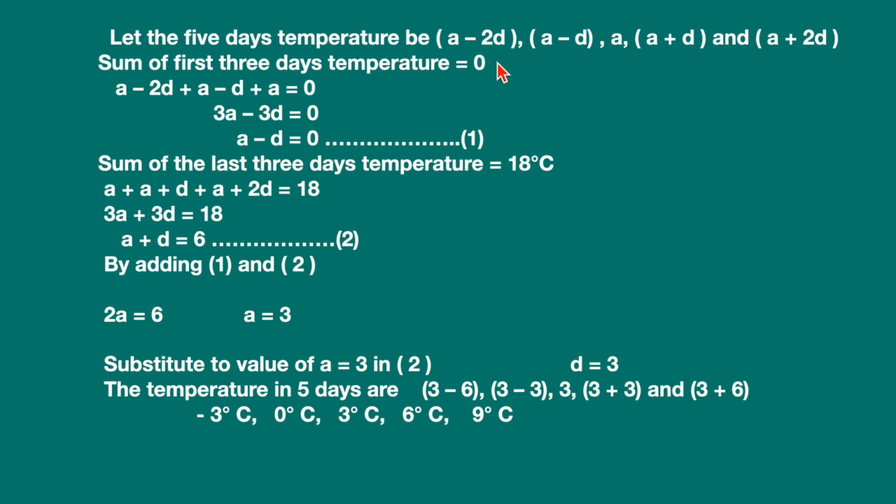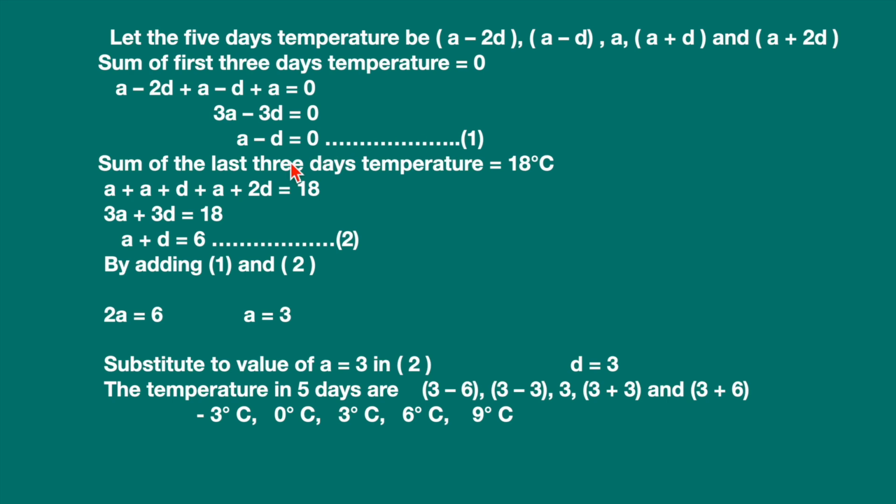It is given that the temperatures of the 5 days are in arithmetic progression. So these values are in arithmetic progression. Okay. Now the sum of the first 3 days is 0. So first 3 days means A minus 2D plus A minus D plus A. These 3 values you should add and put it equal to 0. Simplify it. You will get A minus D is equal to 0.